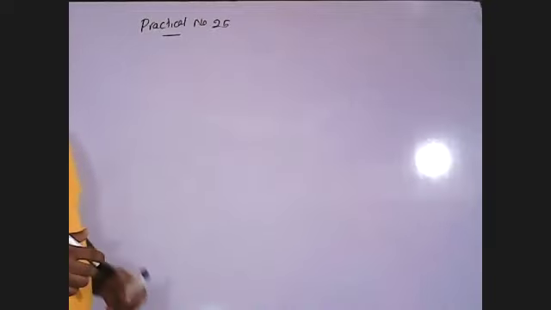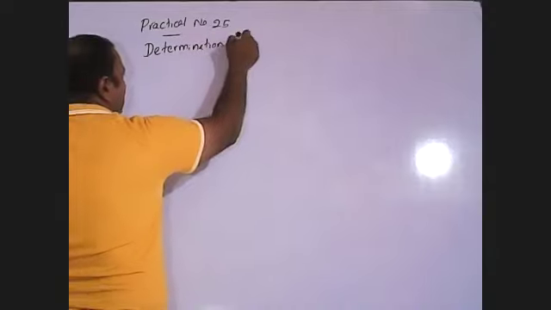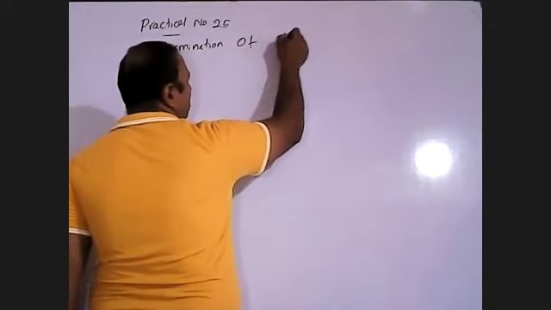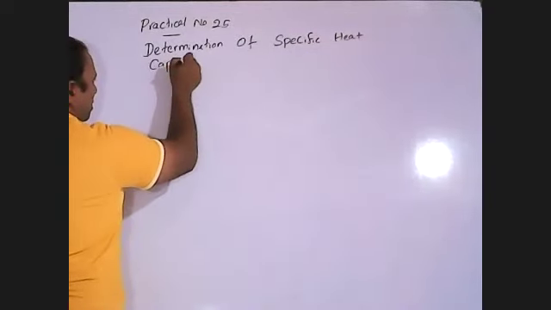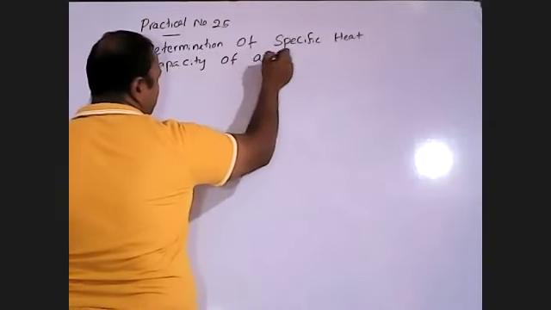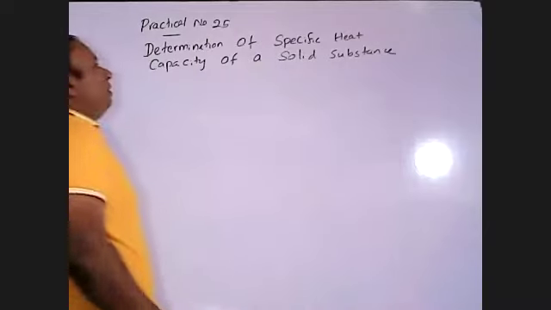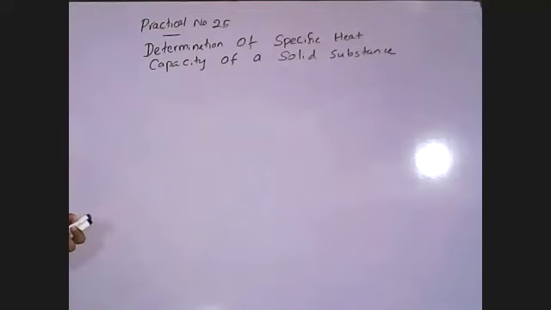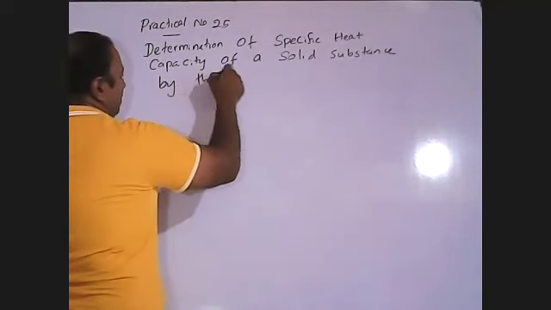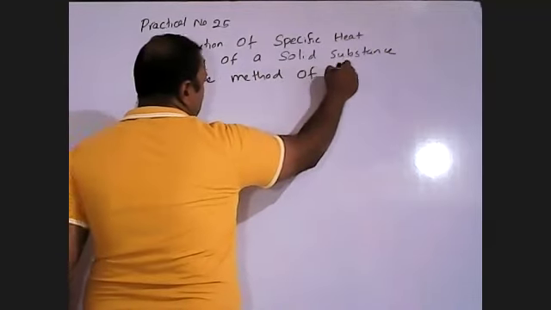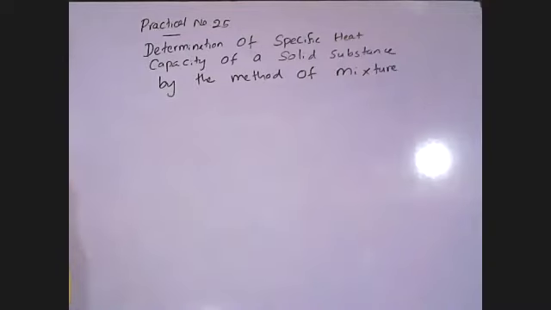Practical number 25. So what is the name of practical number 25? Determination of specific heat capacity of a solid substance by the method of mixtures.